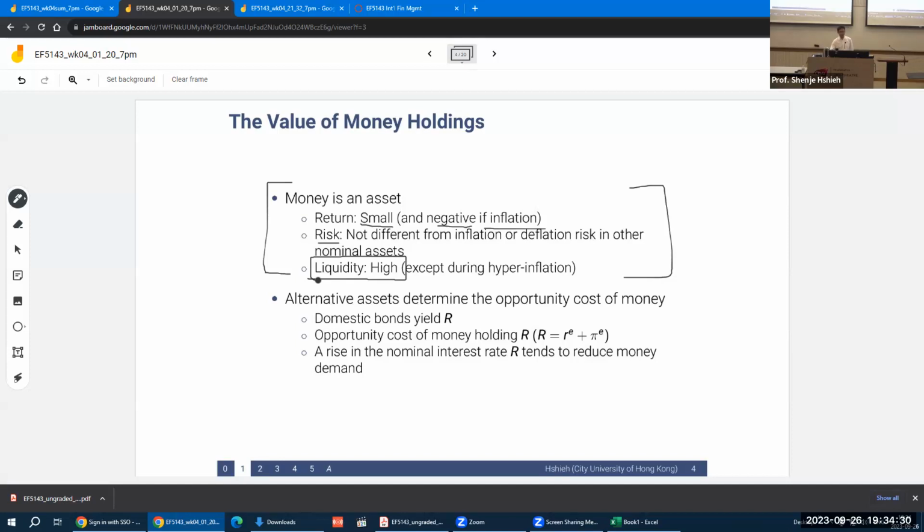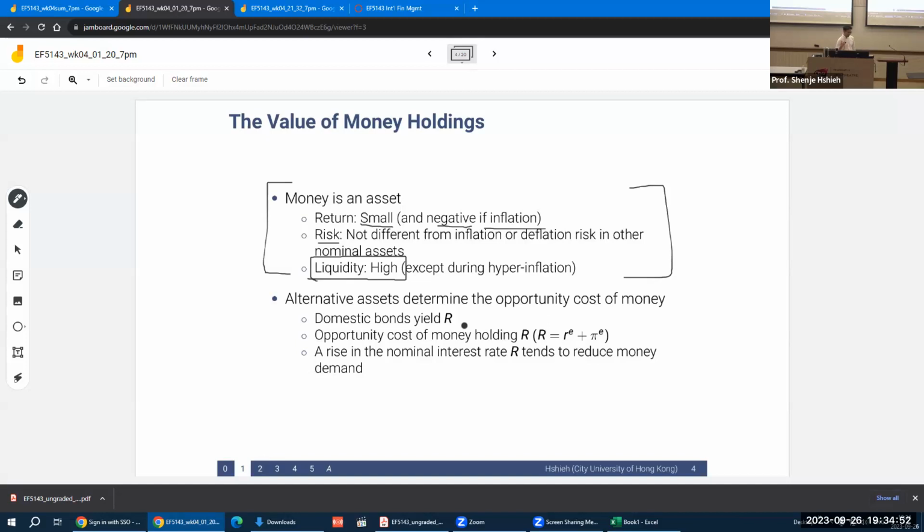And cash, everyone accepts cash. You can use cash to buy whatever you want. You can bring a luggage of cash to buy a house here. But you can't bring a luggage of gold, right? That's problematic. Okay, so very high liquidity, very little risk other than inflation risk, and the return is small.